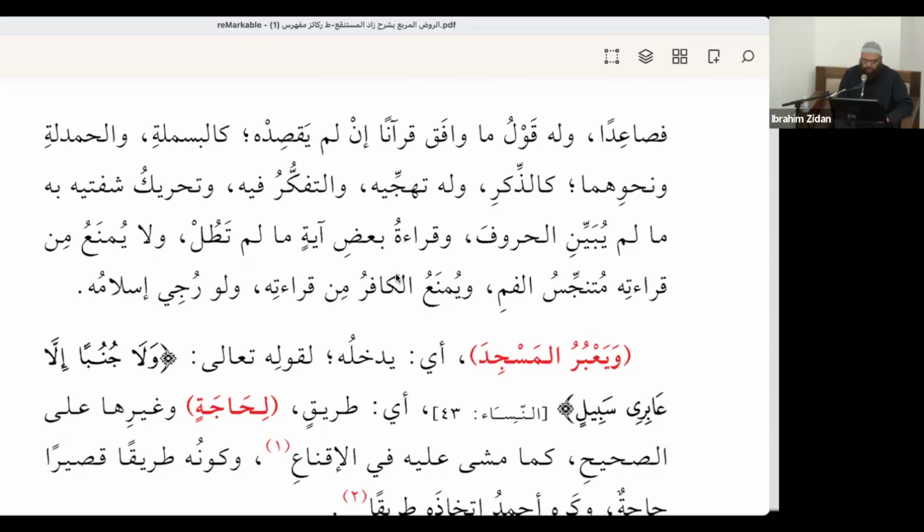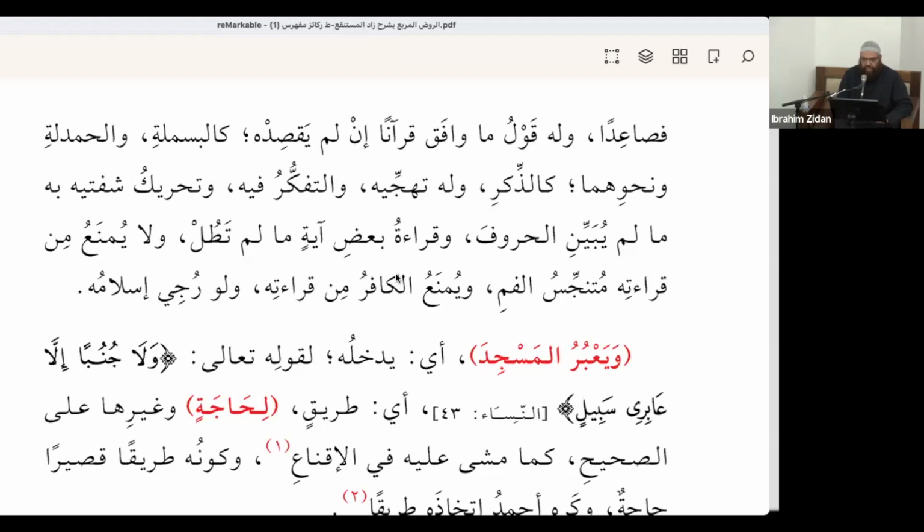This is وله قول ما وافق قرآنا, but with the condition إن لم يقصده, if he does not intend it and his maqsid is not to recite Quran. Like what? كالبسملة, like basmala, saying Bismillah. Walhamdallah, Alhamdallah is to say Alhamdulillah. ونحوهما الحوقلة لا حول ولا قوة إلا بالله. التهليل, saying لا إله إلا الله, and so on.